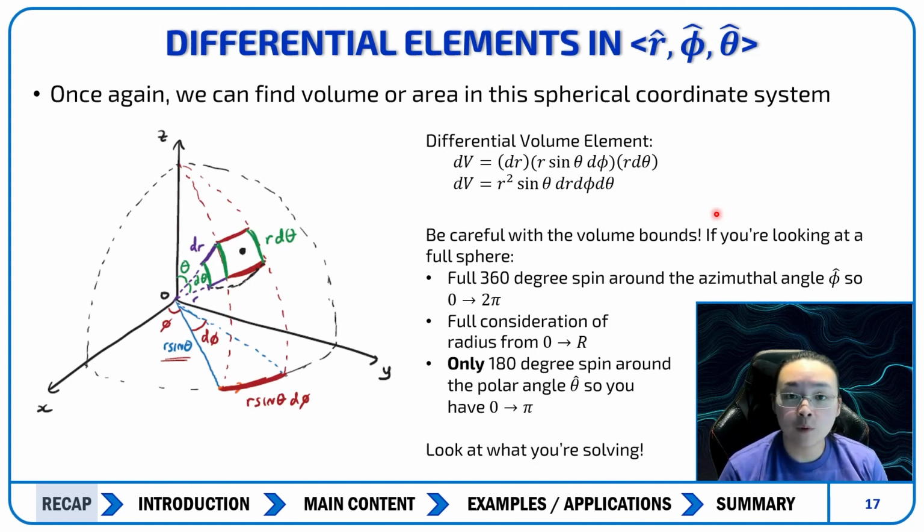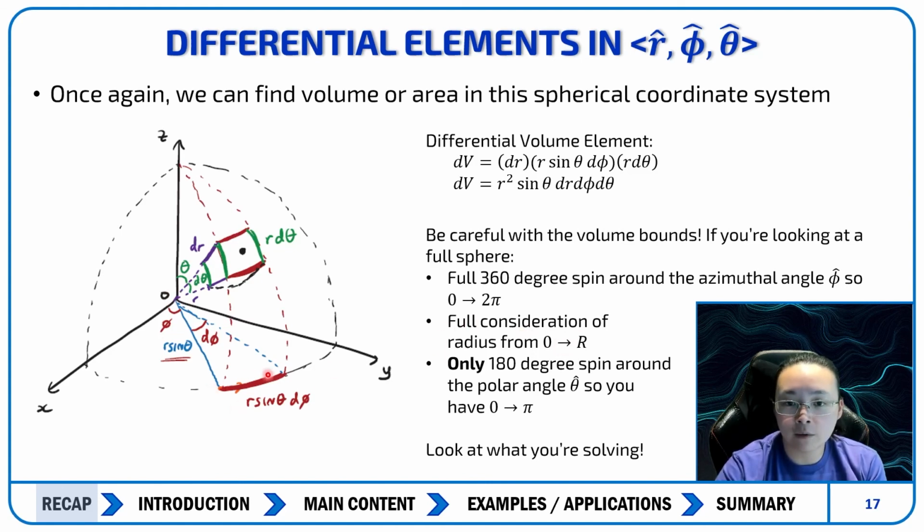Now be careful with the volume bounds, especially for spherical coordinates if you're looking at a full sphere. The reason for that is because when you're integrating, you will have to figure out bounds for each of these elements, and this is something that we'll practice a lot of. If we're looking at a full solid sphere, we know that we have the radius going from 0 to the full radius capital R. So that's fine.